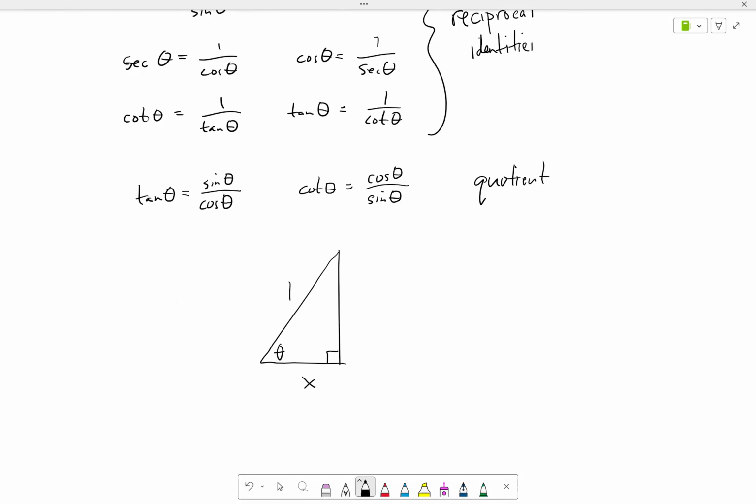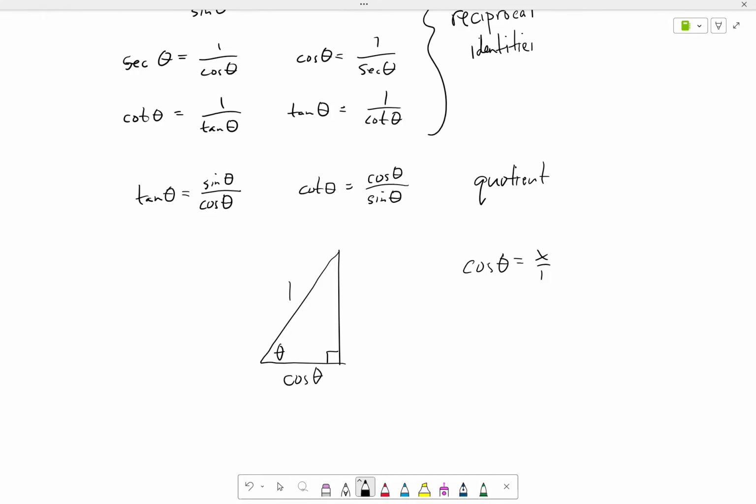What tool do we have to figure out X? It's not a number. It's going to be an expression. What relates 1 to theta and X? Cosine, doesn't it? So we're going to do a little bit of work here. Cosine of theta is equal to X over 1. And X is equal to cosine of theta. Have we ever seen that before? That's from the unit circle.